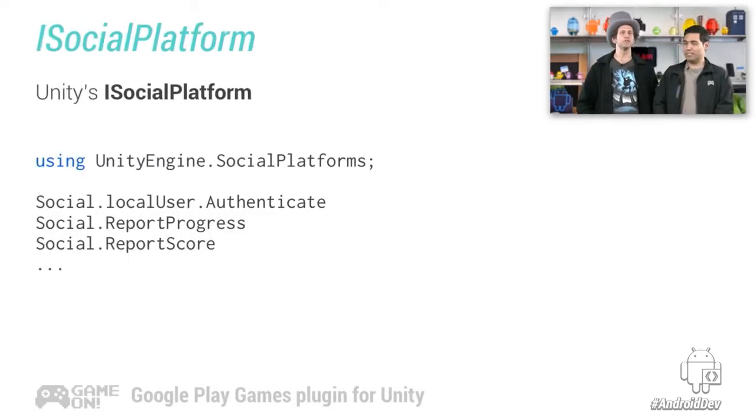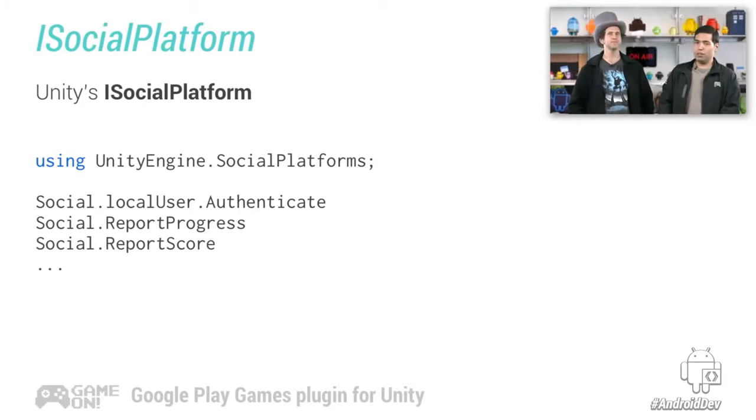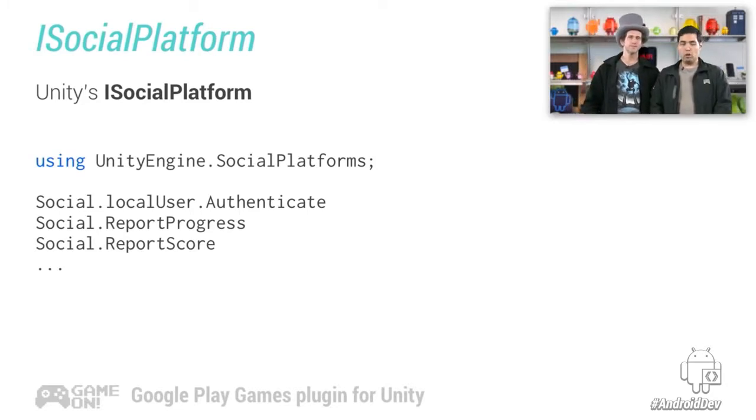So Unity already has a built-in social API. That is true. Unity already has a built-in social API called ISocialPlatform. It's actually an abstract interface that defines a few classes and methods for things like authentication, unlocking achievements, and posting scores to leaderboards. So the Google Play Games plugin, rather than inventing a whole new API, implements that interface so that developers can use existing code and simply switch it to Play Games by picking a different implementation of that interface. So we hope that's going to be pretty convenient.